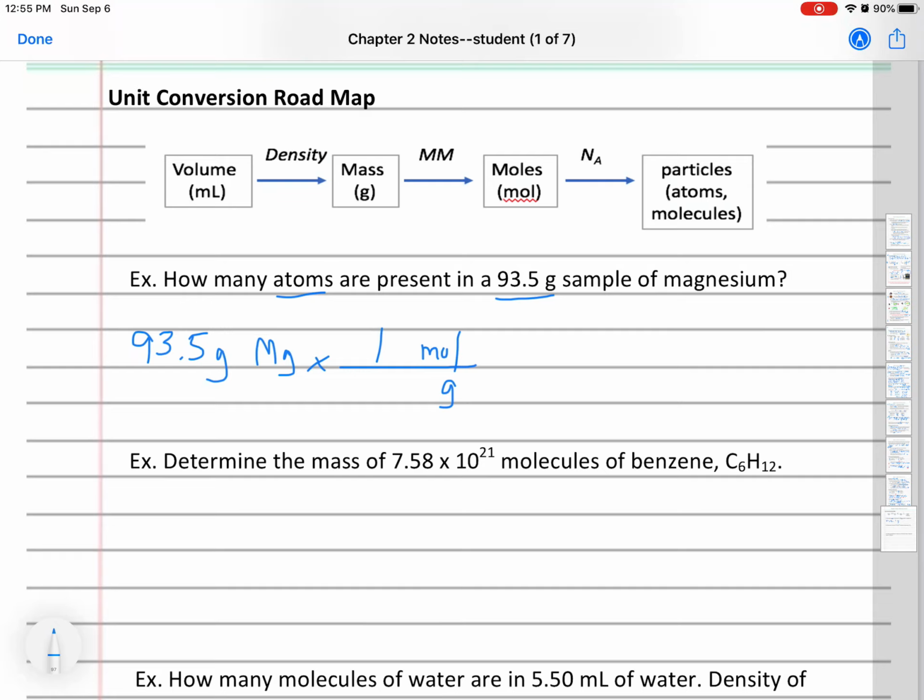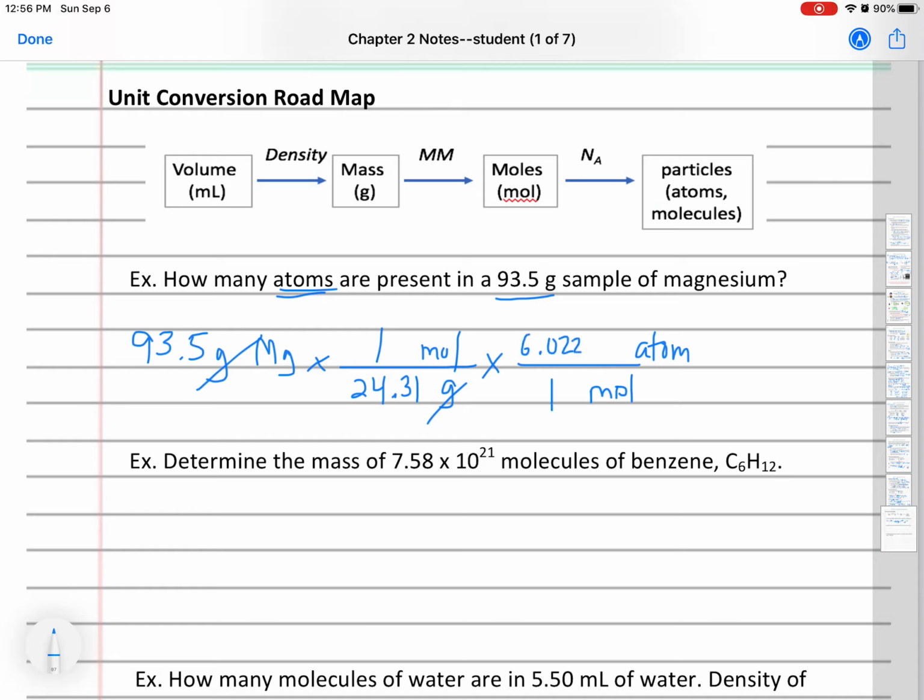So 1 mole of magnesium, if we just look at the periodic table, we find magnesium has a molar mass of 24.31 grams per mole. All right, so we've got grams canceling out, and now we need to cancel out moles. So I need something with moles on the bottom, and I want to know how many atoms. Do I have a conversion factor that relates moles and atoms? Why, yes, I do. It's Avogadro's number.